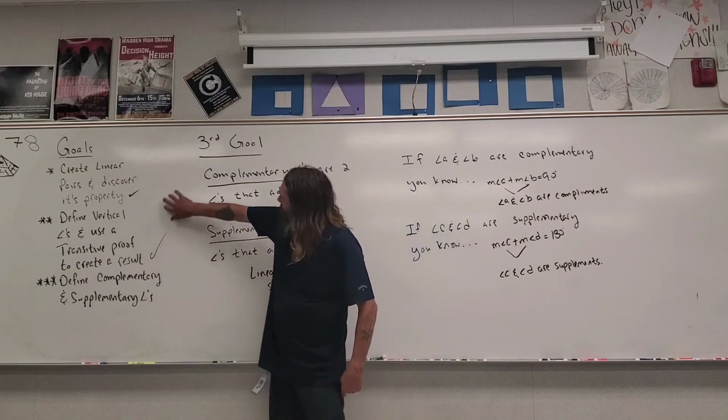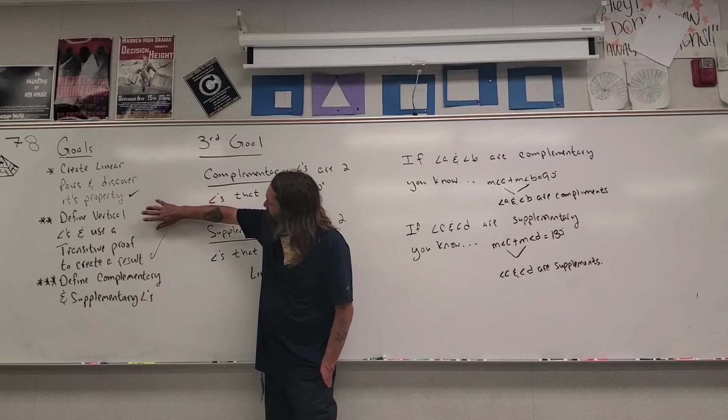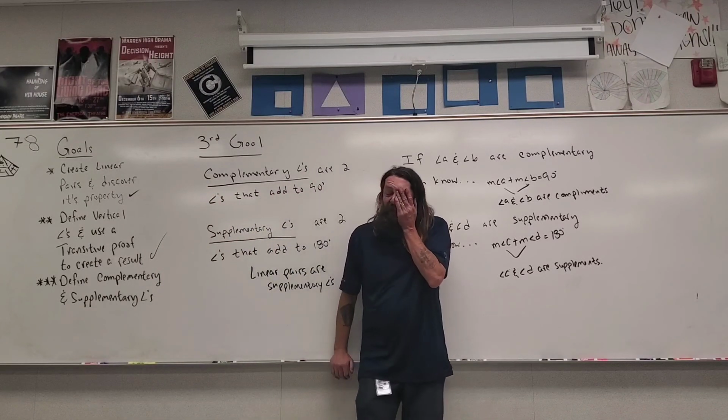So remember, we created linear pairs and we discovered the property. We defined vertical angles and we used a transitive proof.